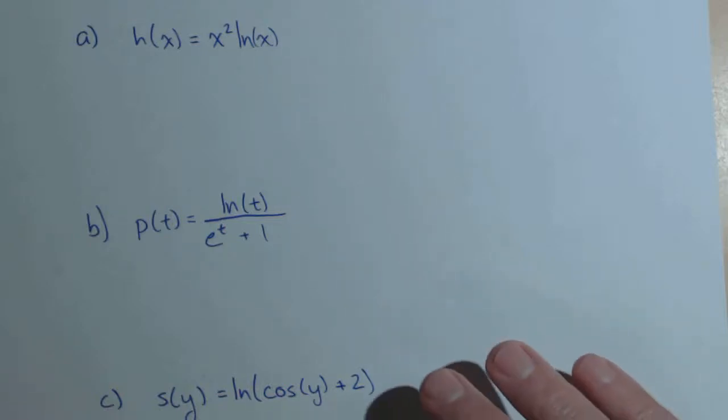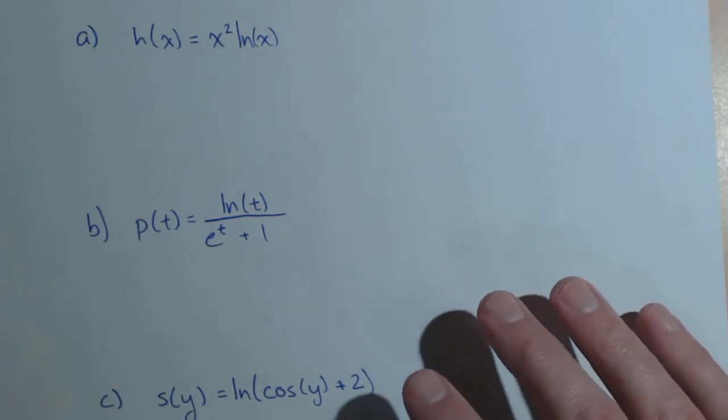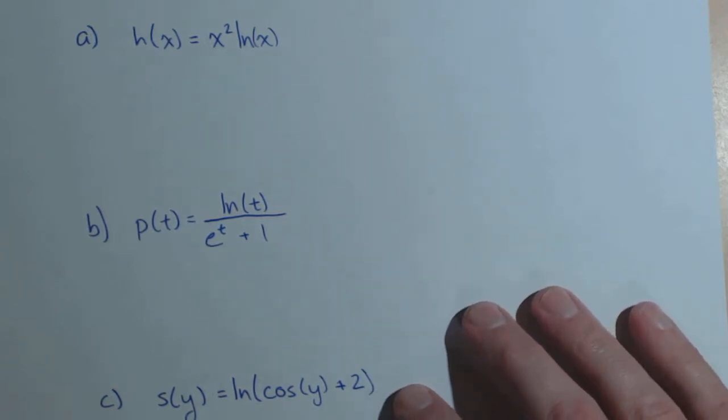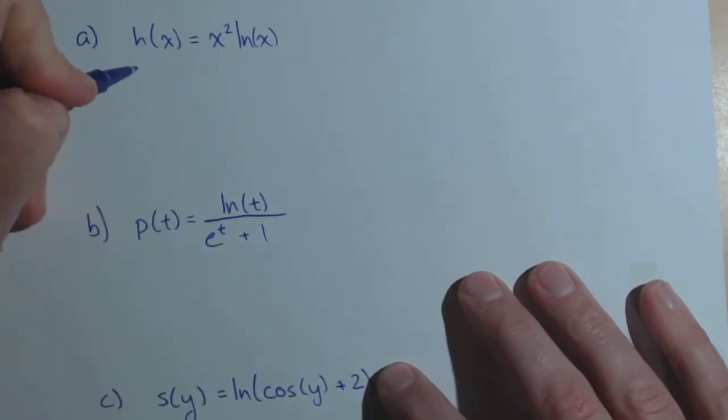In this video, we're going to go through some examples of taking the derivative of functions involving a natural log. They'll either use the quotient rule, the product rule, or the chain rule in addition. So a, our function is x squared ln of x.